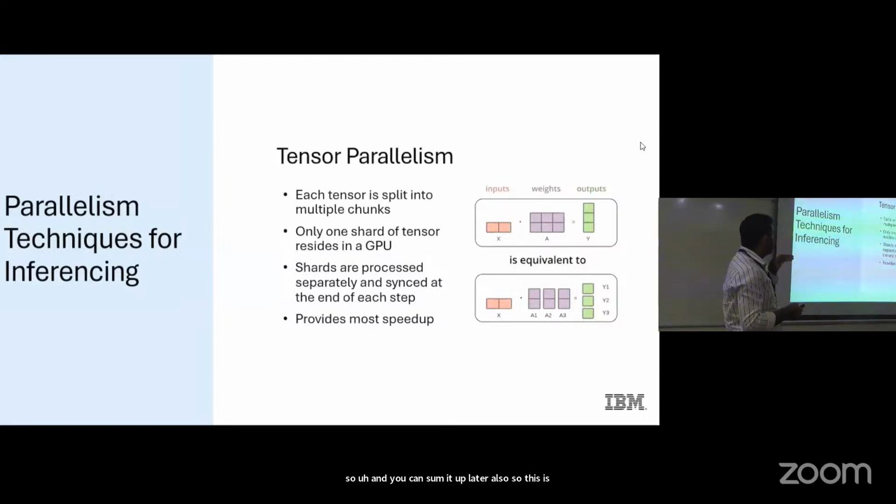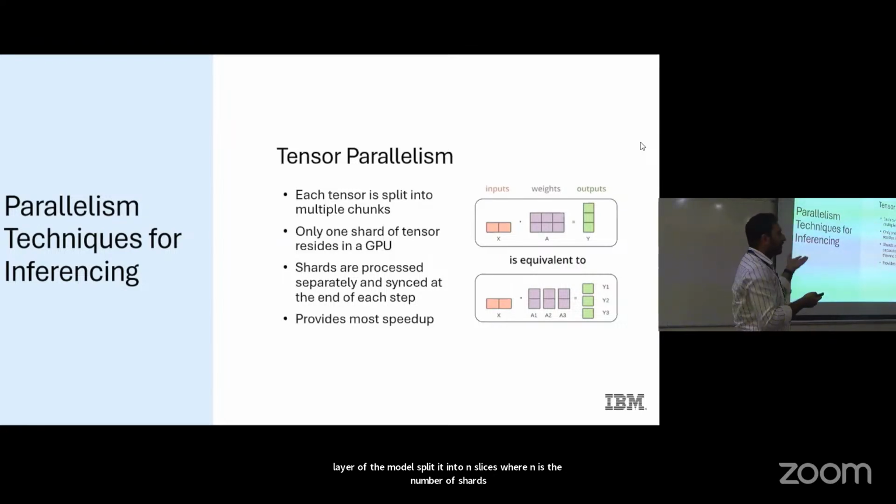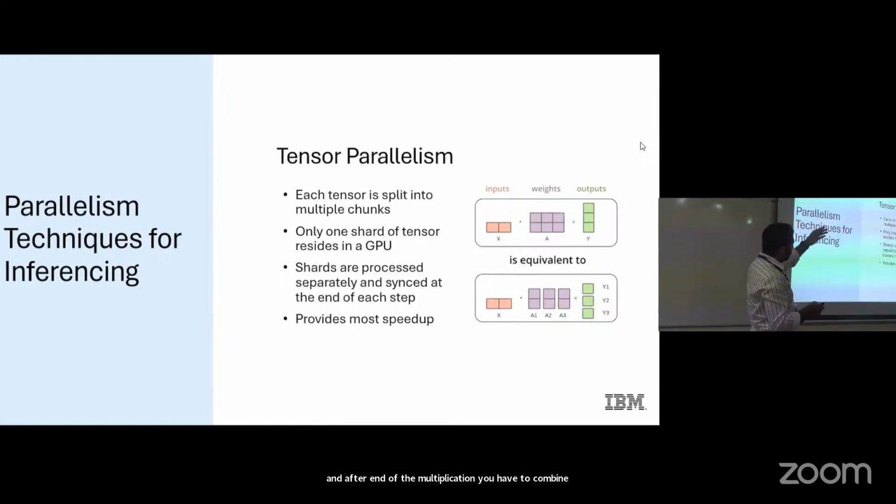You take one layer of the model and split it into n slices, where n is the number of shards or the number of GPUs. Each participating GPU will contain a shard, and shards are processed separately. After the end of the multiplication, you have to combine the data and sum everything up. This is the equivalence diagram: multiplying these two matrices is equal to multiplying individually and then summing it up.